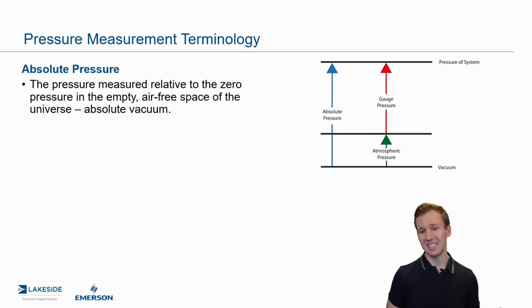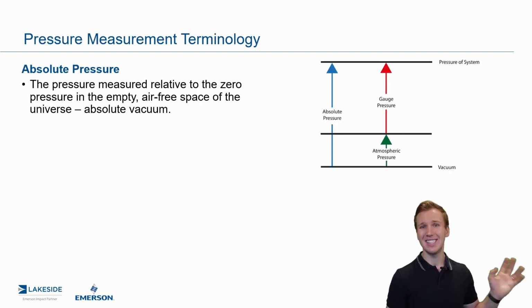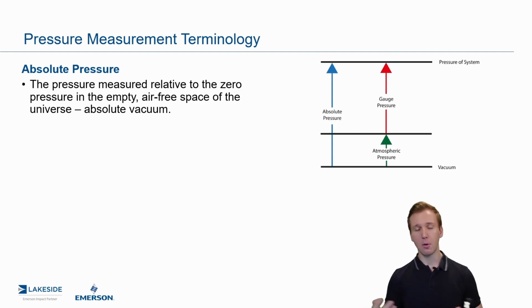First thing is known as absolute, and that's what that A in PSIA is. And this is measuring the pressure relative to a vacuum, relative to the zero pressure condition. So atmospheric pressure is approximately 14.7 pounds per square inch on Earth, relative to a pure vacuum.